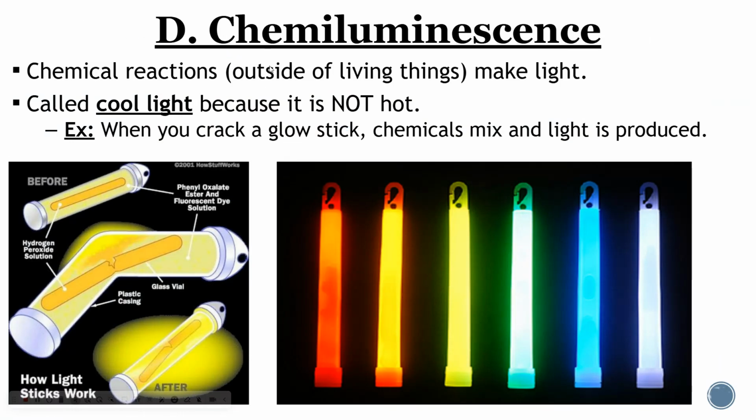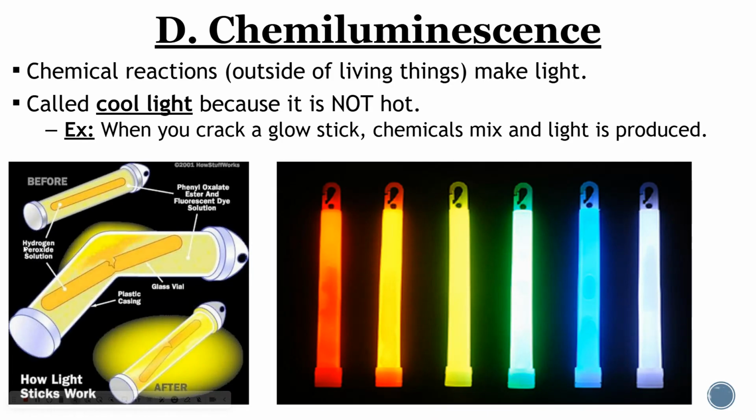Another method of light production is called chemiluminescence. Chemiluminescence is essentially like bioluminescence, but it doesn't happen in a living thing. So it's a chemical reaction that produces light, but it's not in a living thing. We often call it cool light because it doesn't release energy as heat, it just releases energy as light, so it's not hot. A glow stick is a very common example of that.